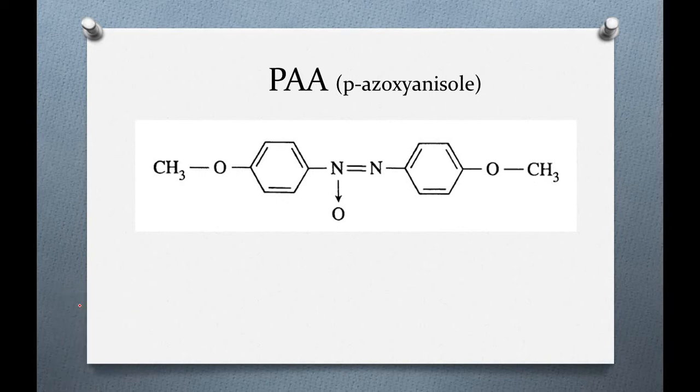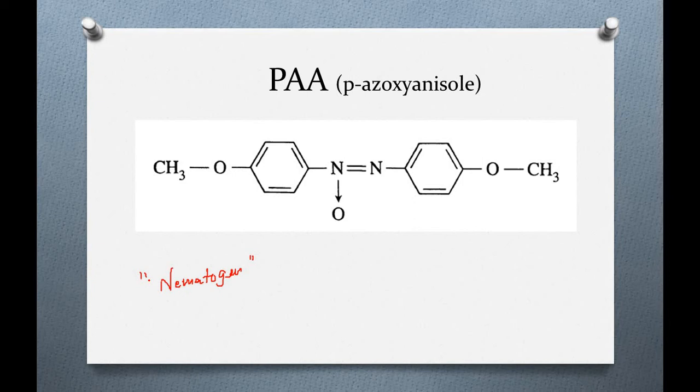This is p-azoxyanisole, and it is called a nematogen. Let me just write this term down here. As the name suggests, this word simply means that they give rise to a nematic type mesophase. They are capable of giving rise to a nematic type mesophase in a particular temperature region.